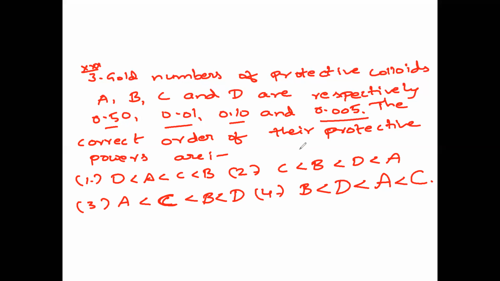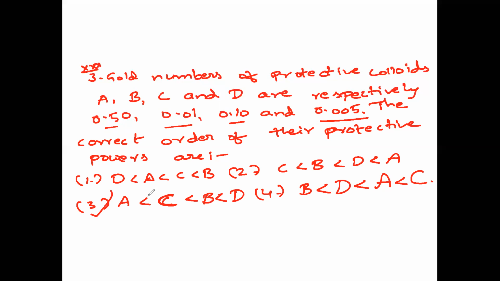And the correct order of their protective powers are, they're asking us to write the correct order of protecting powers. So answer is C, means that is third option. A is less than C is less than B is less than D. Here, what is A value? 0.50, 0.01, 0.10, and 0.005. So this is called protective gold numbers order.